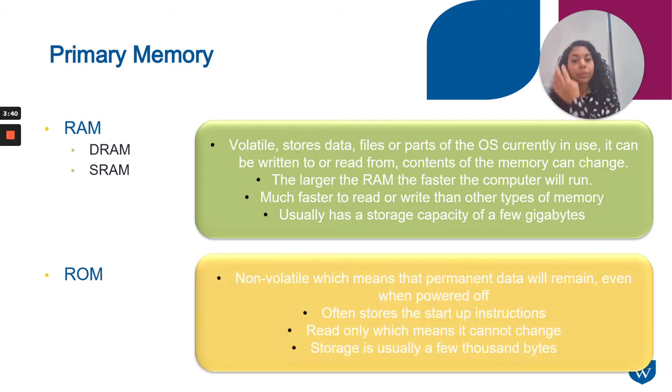In terms of ROM, it's non-volatile, which means that the data is permanent. When powered off, it will still remain. It usually stores the startup instructions of your device. As mentioned, it's read-only, so that means it cannot change, and the storage is usually only a few thousand bytes.